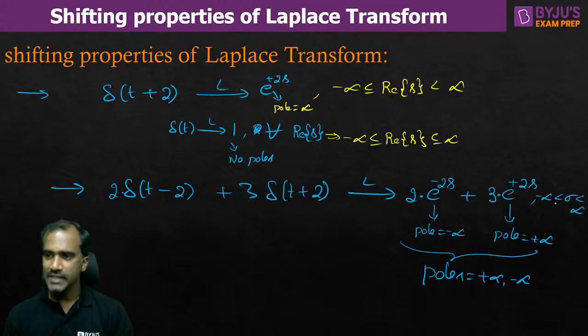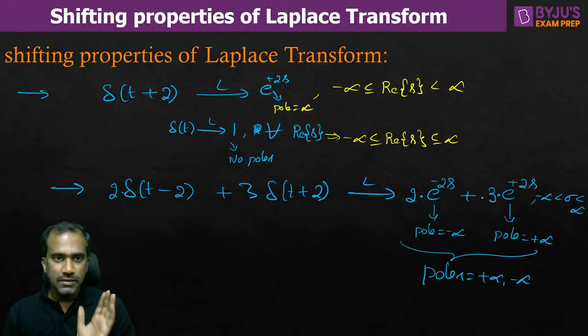So ROC changes when the new poles created are part of the ROC. For whatever signal you are using time shifting property, you take the reference ROC. If the new poles created are part of this ROC, remove those poles from the ROC and create the new ROC. Simple. Okay, right.